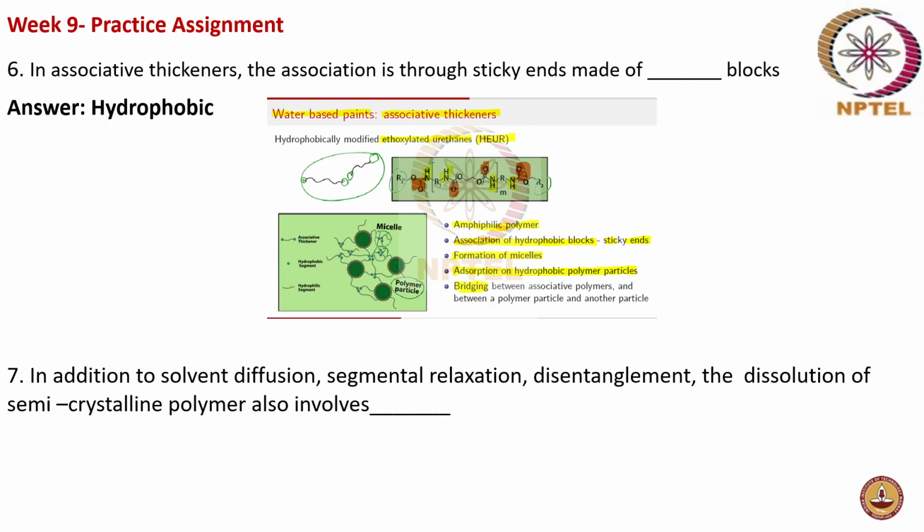Whereas when you come to a semicrystalline polymer, in addition to the solvent diffusion, segmental relaxation, and disentanglement, there is an additional thing that has to be brought in order to dissolve a semicrystalline polymer into a solvent. What does that aspect do you think? What different structure does a semicrystalline polymer have in addition to an amorphous polymer?